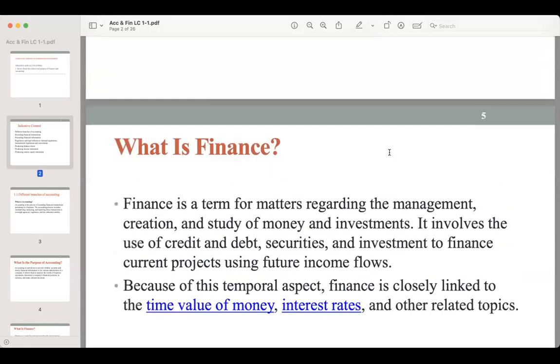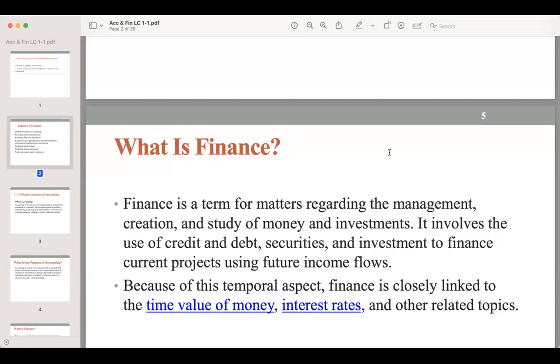So basically, finance involves the management, creation, and study of money and investment. It deals with how we use credit, debit, securities, and investments to fund current projects using future income. One important aspect of finance is the concept of the time value of money. This means that money available today is worth more than the same amount of money in the future.